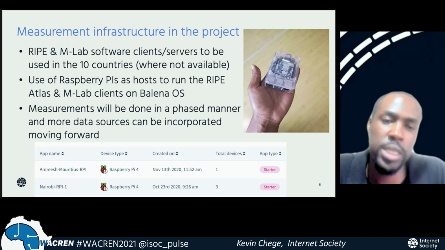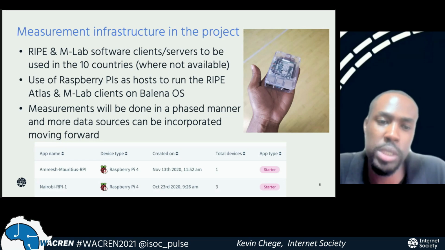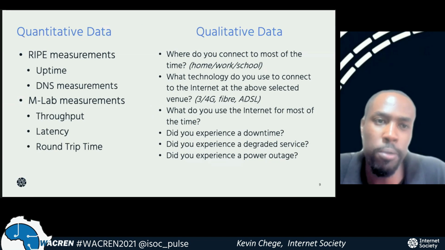We've started with throughput speeds, which are download and upload speeds, and also round trip time, and then increase more metrics. And the image you see at the bottom there is the dashboard, which we are using to manage the devices as we bring more of them on board. And we have 21 on board right now.